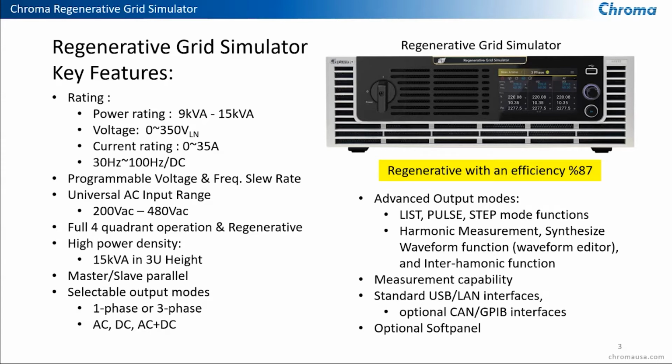From the front panel, you can access the advanced modes, which include list, pulse, and step mode functions, along with harmonic measurement, the synthesized waveform function, and the interharmonic function. You can also choose to display up to 3 measurements on the front panel for different parameters, and it comes standard with USB and LAN interface and has optional CAN and GPIB interfaces. It also has an optional soft panel with IEC 61000 tests that is available for purchase.